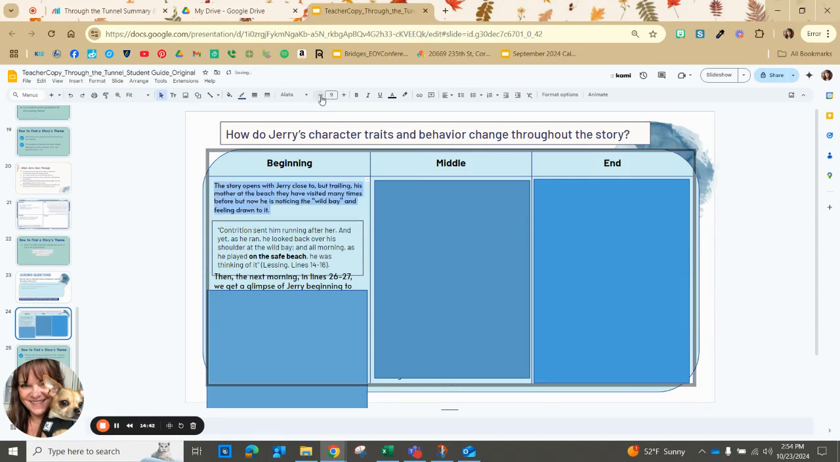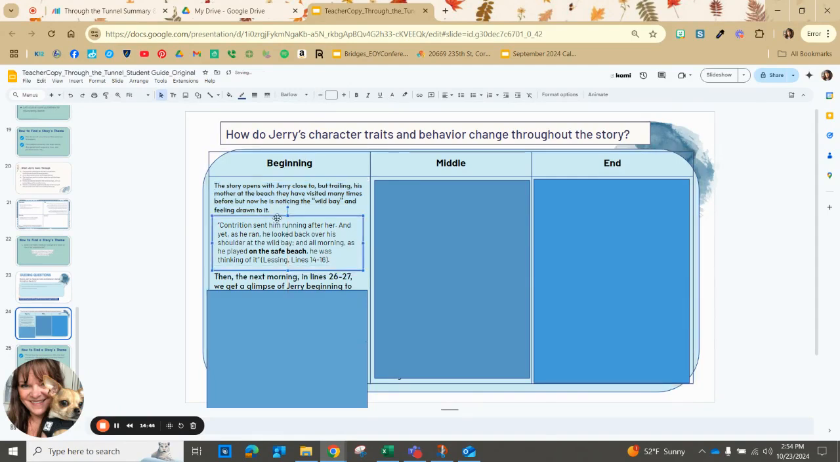And that's still not small enough. All right. And then I have my text evidence here that he is feeling contrite, running after his mom, but also looking back over his shoulder at this bay, even when he's playing on the safe beach that he's used to, he's still thinking about this new wild bay and feeling drawn to it.